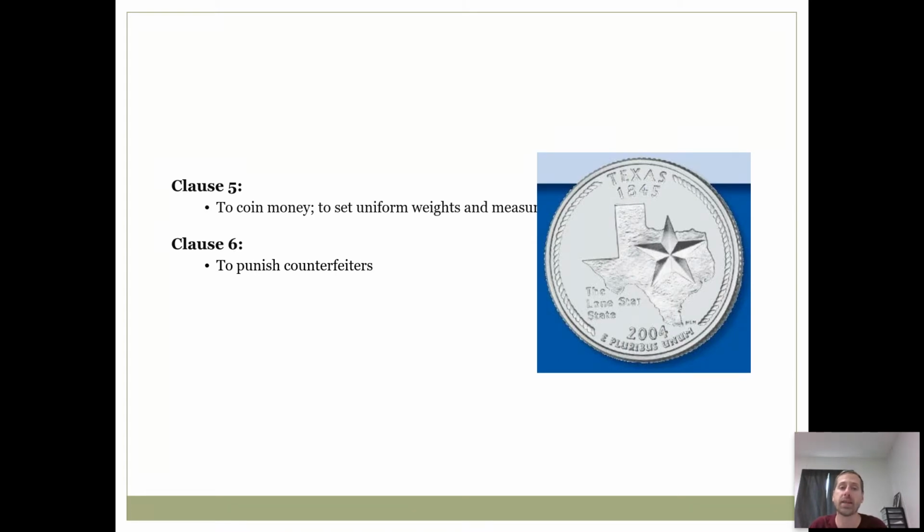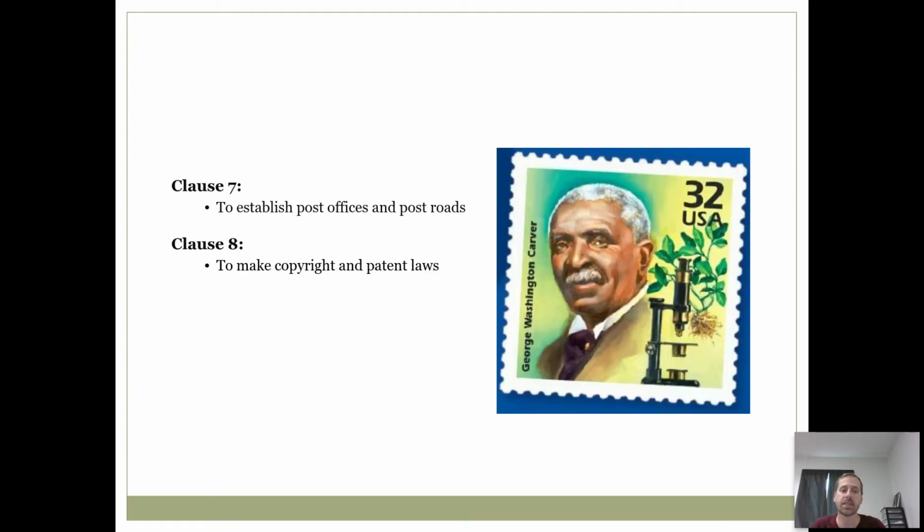To set uniform weights and measures. 6, to punish counterfeiters. 7, to establish post offices. 8, to make copyright and patent laws. Like if you invent something, you want to patent it so no one else can make money off your invention. It's through the federal government. Congress has set up laws regulating it. If you write a book or write a song or a poem and you want to copyright it so no one can use that book, that song, that poem without your permission, you get issued a copyright.